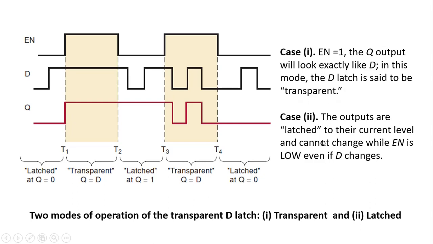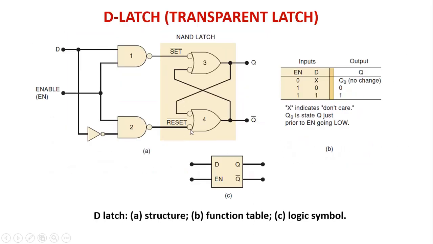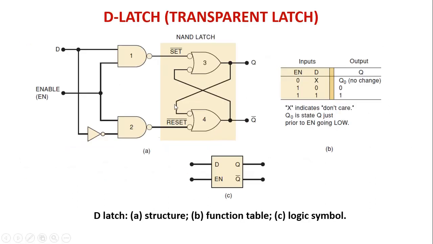Now when enable is 0, it will hold its previous state. The outputs are latched to their current level and cannot change when enable is low, even if D is changing. So when enable is 0, these outputs will be the previous outputs only. So even if you are changing D, the flip flop output will not change.